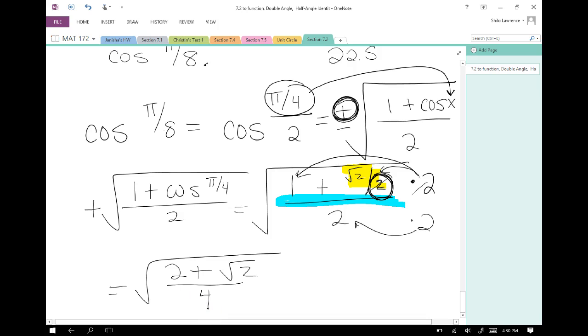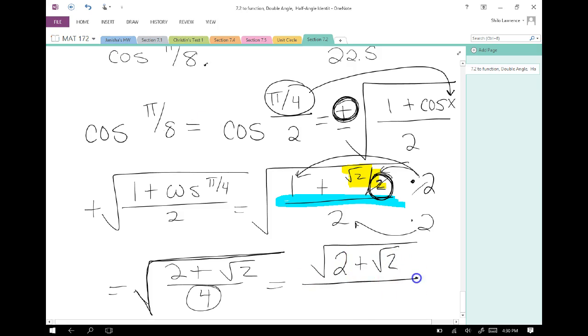One more thing to fix. This whole thing is under the square root, and one of those numbers is a perfect square, the 4. So technically that guy can come out, and we can just leave the top in the square root. So the square root of 2 plus radical 2 all over 2. Now that thing is hideous, but that's the exact value for cosine of pi over 8.